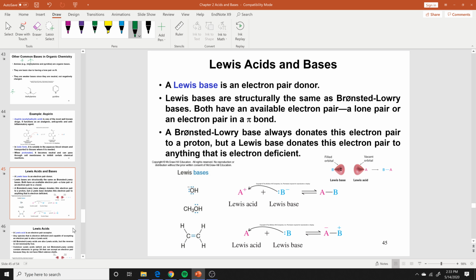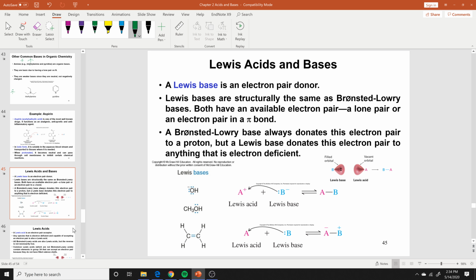A Lewis base, by definition, is an electron pair donor, the same as the definition of Bronsted-Lowry bases. Lewis bases donate electrons. Okay, so the Lewis base can be either a negative charge or a lone pair. So basically all Bronsted-Lowry bases are Lewis bases. See over here, you have a lone pair in here. So this is a Lewis base. At the same time, this is also a Bronsted-Lowry base.